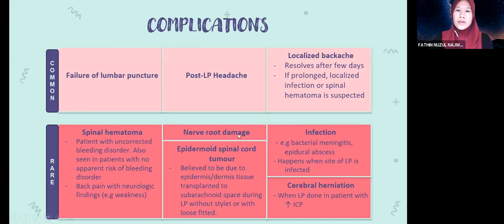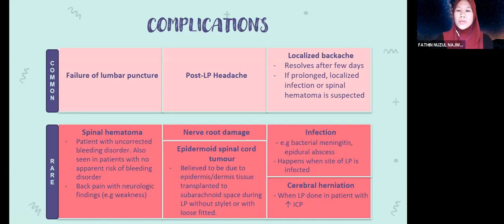The second rare complication is nerve root damage. The next one would be the epidermoid spinal cord tumor. This is believed to be due to epidermis or dermis tissue that is transplanted into the subarachnoid space, because it can be either due to the lumbar puncture being done without the stylet or with a loosely fitted stylet.